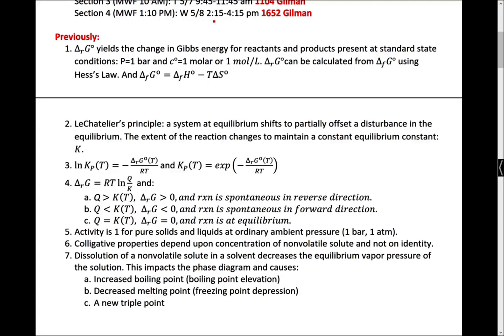So what we've talked about previously: delta G naught tells us spontaneity if everybody's present at 1 bar, that's all the reactants and products. We pointed out that we could calculate that. I'm confused, I don't know whether I've talked about this before or not. At any rate, we know that we can calculate delta G naught. We've talked about Le Chatelier's principle. We've related Q and K to equilibrium.